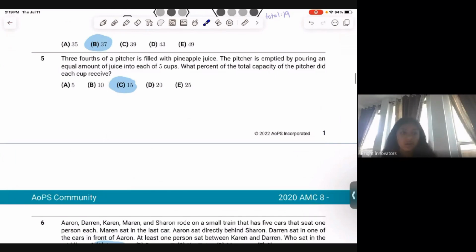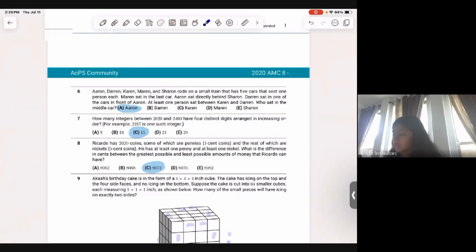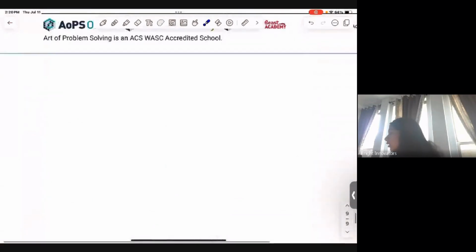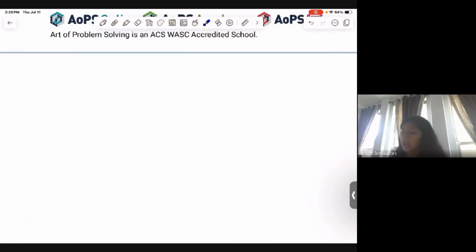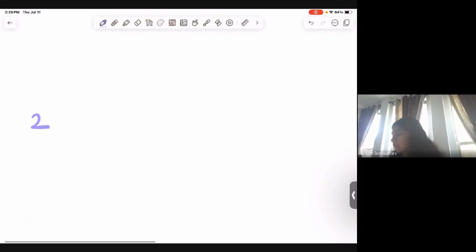Number 7. Okay, how many integers between 2020 and 2400 have 4 distinct digits arranged in increasing order? So I'm gonna use the last page as scratch paper because this is a big graph. If it's from 2020 to 2400, it has to start with the number 2. Okay, start with the number 2. And the next number has to be under 2400, so the next number has to be 3.